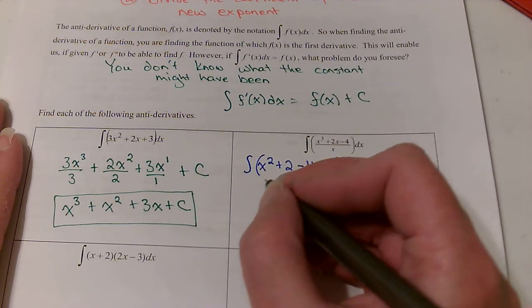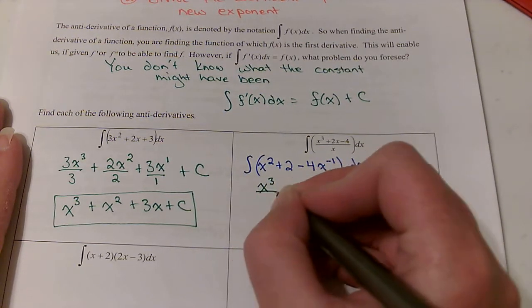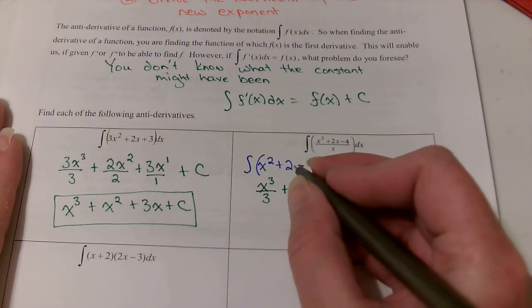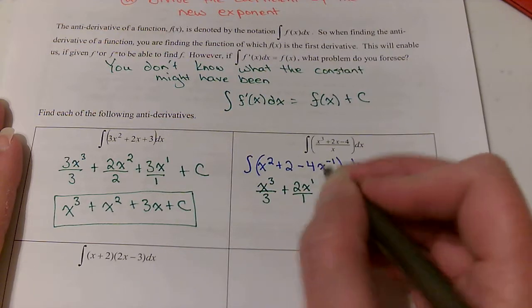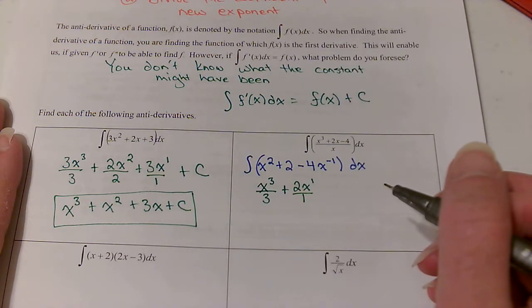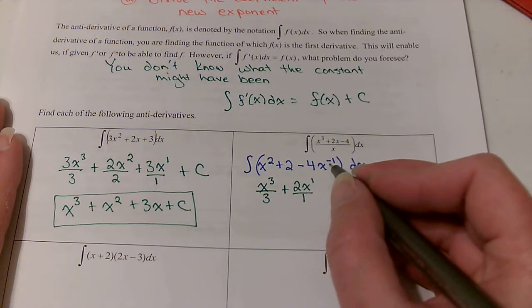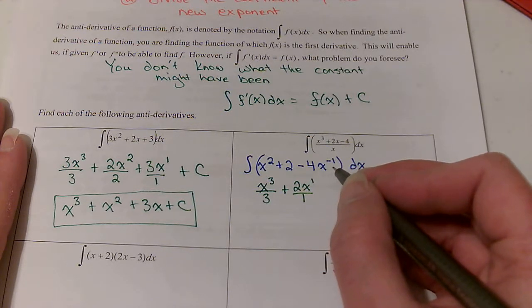So we're going to add 1 to the exponent. Divide by the new exponent. Add 1 to the exponent. Divide by the new exponent. But here we run into a problem. If I add 1 to the exponent here, I get 0. So that doesn't work.